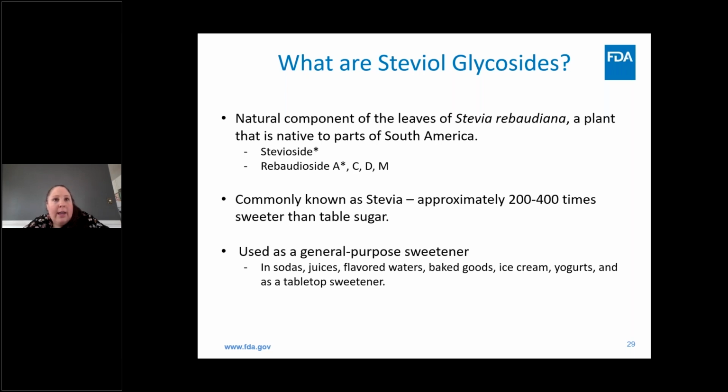As a class, they are about 200 to 400 times sweeter than table sugar, but there is some variation there. So, for example, rebaudioside M is a lot more bitter than some of the other rebaudiosides. And finally, Steviol glycosides are currently used as a general purpose sweetener, and they can be found in a variety of foods and beverages.